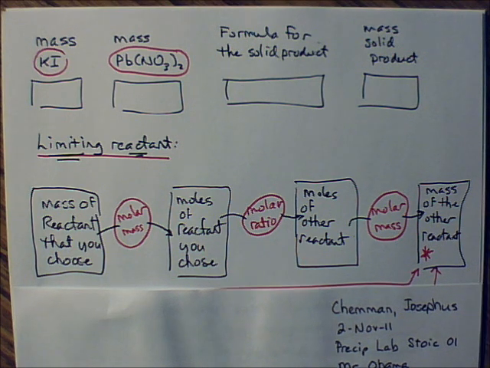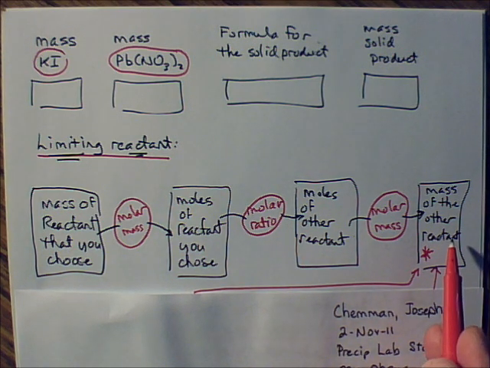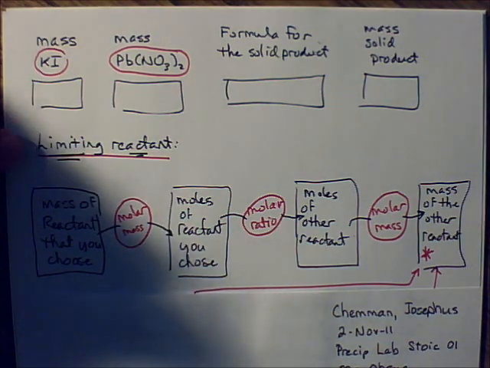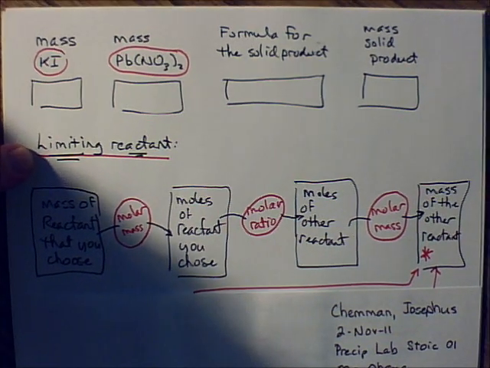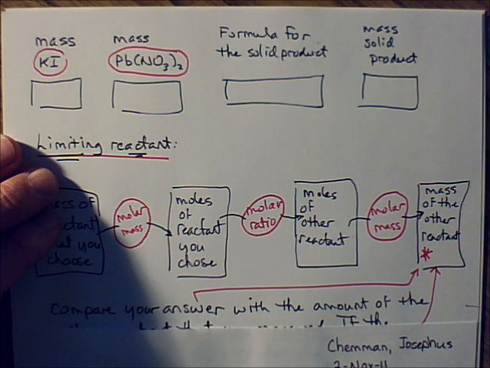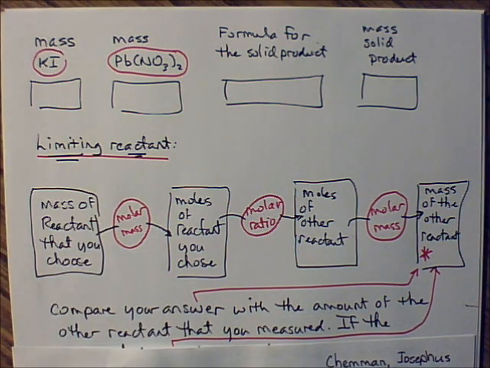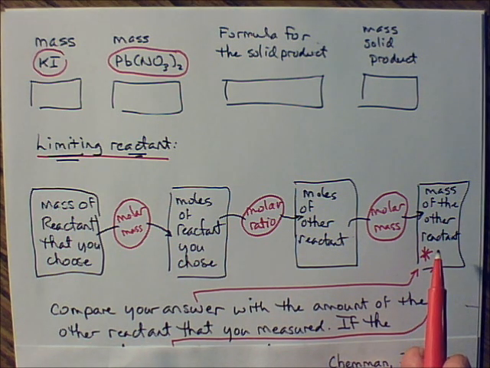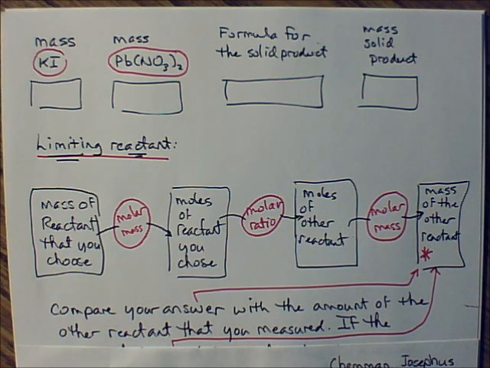All right. Now, once you find the mass of the other reactant, then you're ready to figure out what the limiting reactant is. That's our goal. And here's how you're going to determine which one of these is your limiting reactant. You're going to compare your answer with the amount of the other reactant that you measured. So your answer is what you calculated over here. The mass of the other reactant, your answer.